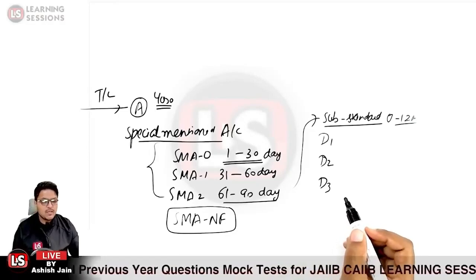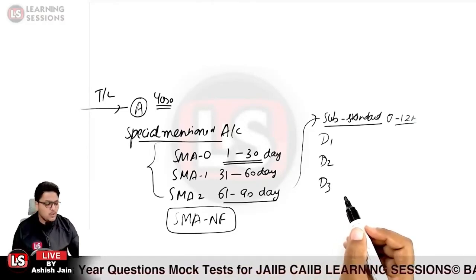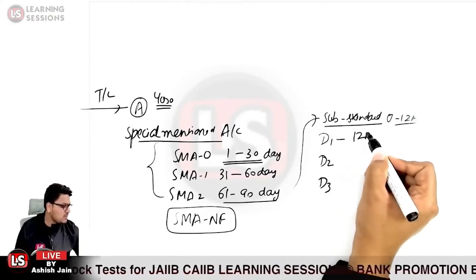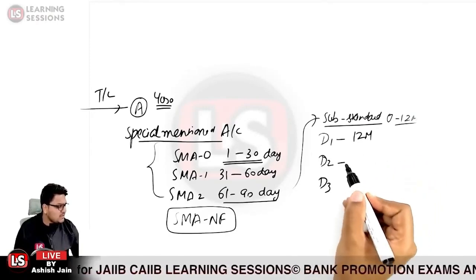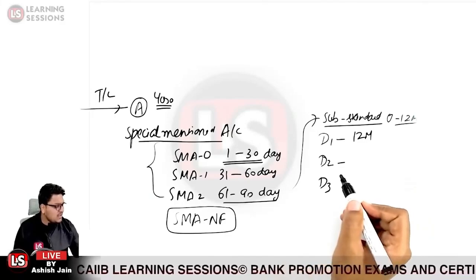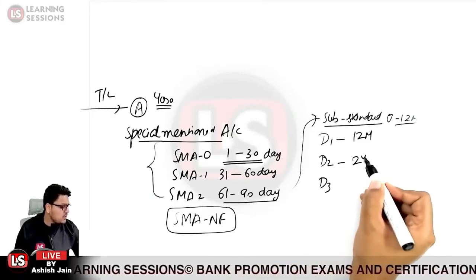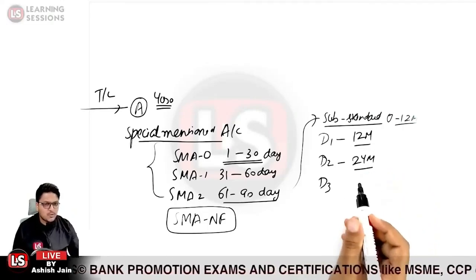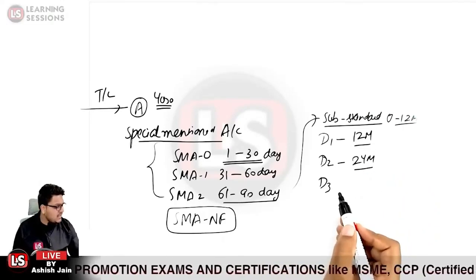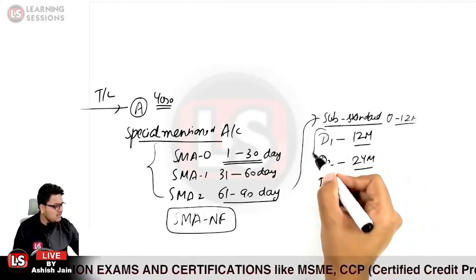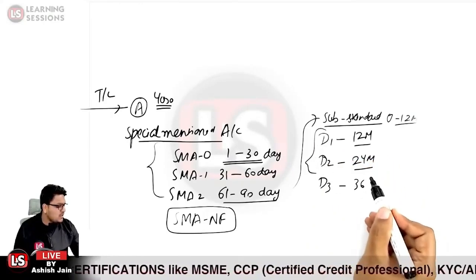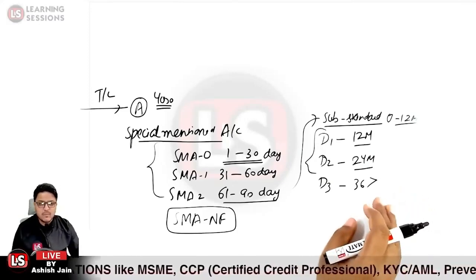Under the doubtful 1 category, the loan account remains there for the next 12 months. And further, under the doubtful 2 category, it remains there for the next 24 months. And after the 36 months period under D1 and D2, it will continue remaining over there.